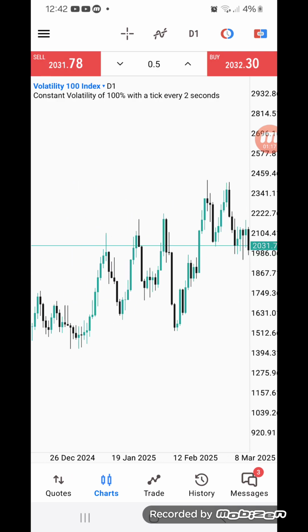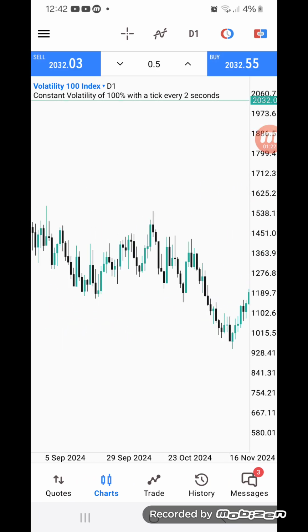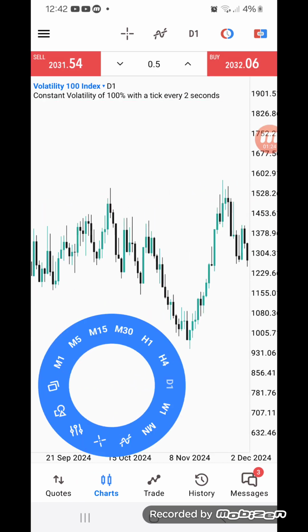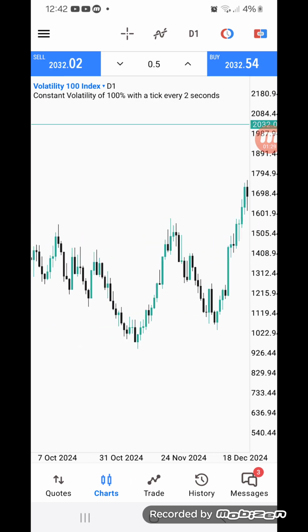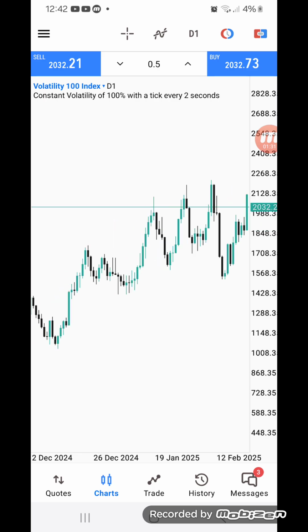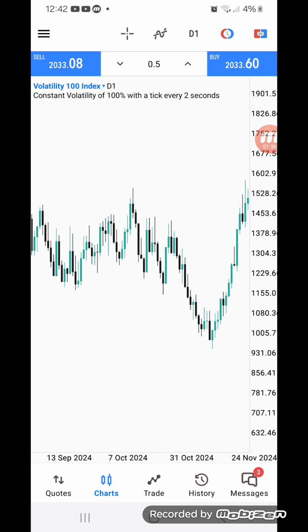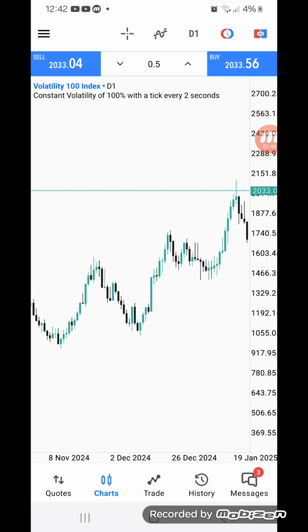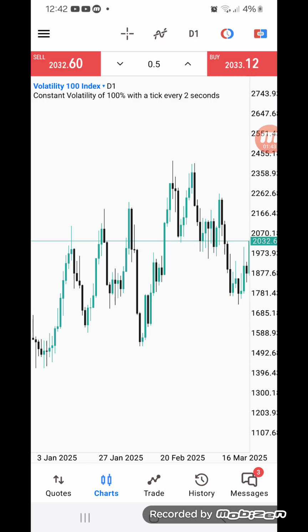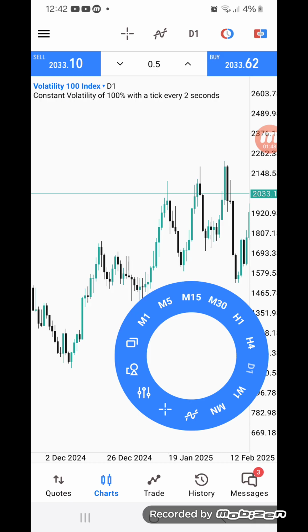Now on this volatility 100 index, as you can see from the higher time frame, I'm going to start from the daily time frame. You can see the market was bullish for quite some time. It has been bullish since October last year, and you can see it's really doing very well. Now I'm going to start with the smart money concept.